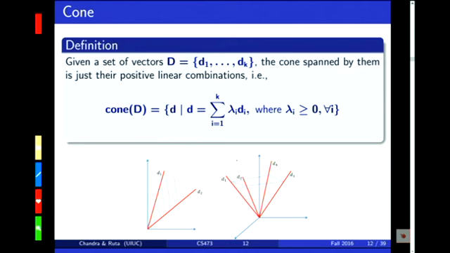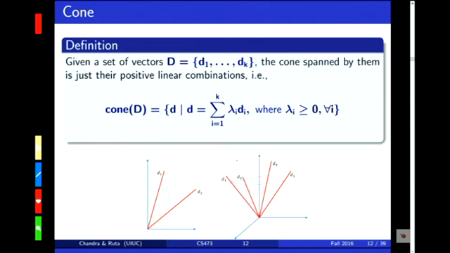So a cone of a set of vectors is just positive linear combination of those vectors. So summation lambda i d_i, where lambda i is non-negative. That's a cone. So in 2 dimensions, if I have these 2 vectors d1 and d2, then the portion in between these 2 is a cone of d1 and d2. Okay, if you try to put all these vectors here, you will see that it will be exactly these points.